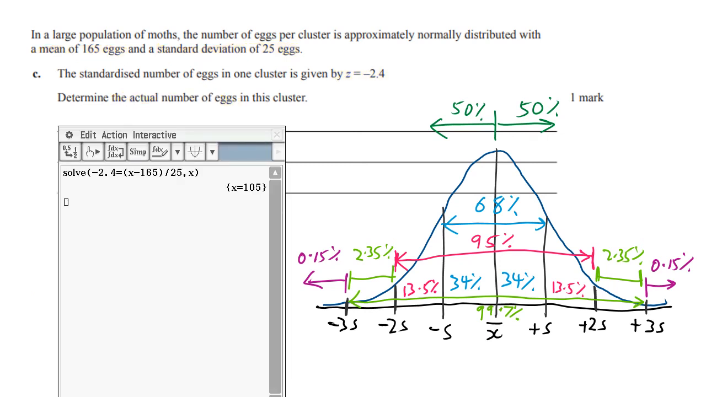Just wanted to show you how to do it on your calculator. So you can see it's all set up there. That was, for the equation, minus 2.4 equals x minus 165 over 25. And that's how you get the answer, x equals 105 in the calculator. You might want to notice what I do is I put the brackets here, and that's just to keep the numerator all together. And then the slash here is the divide.